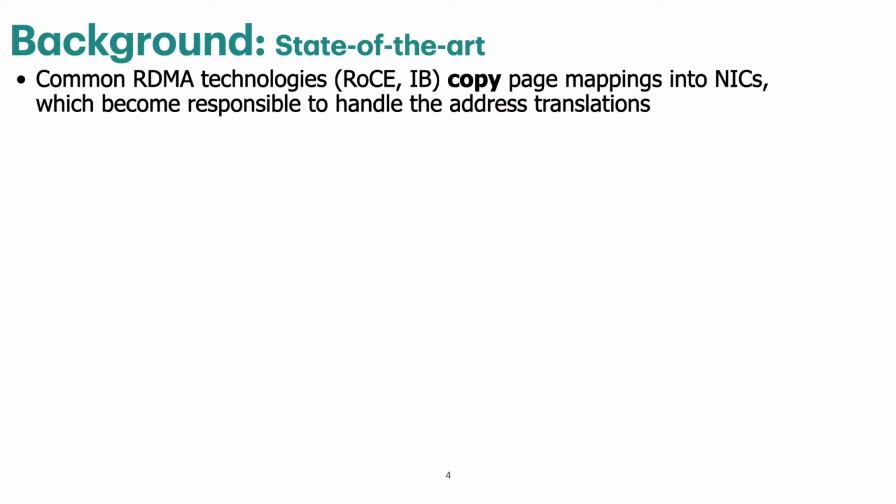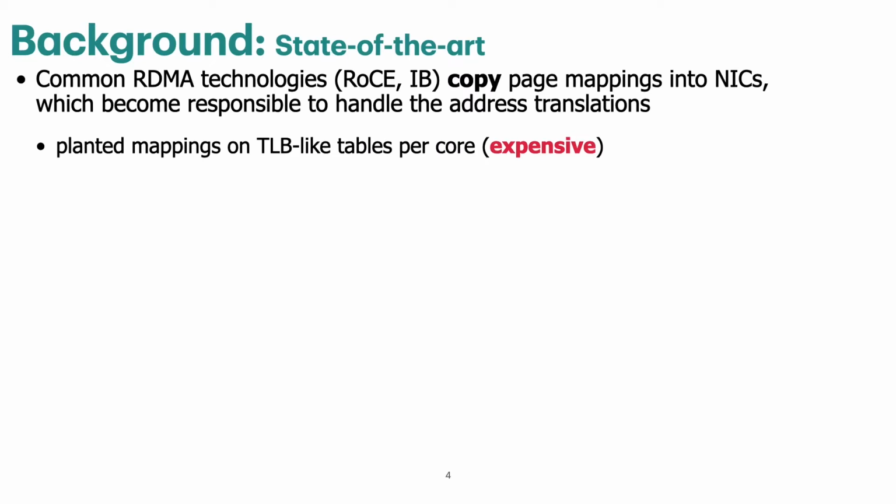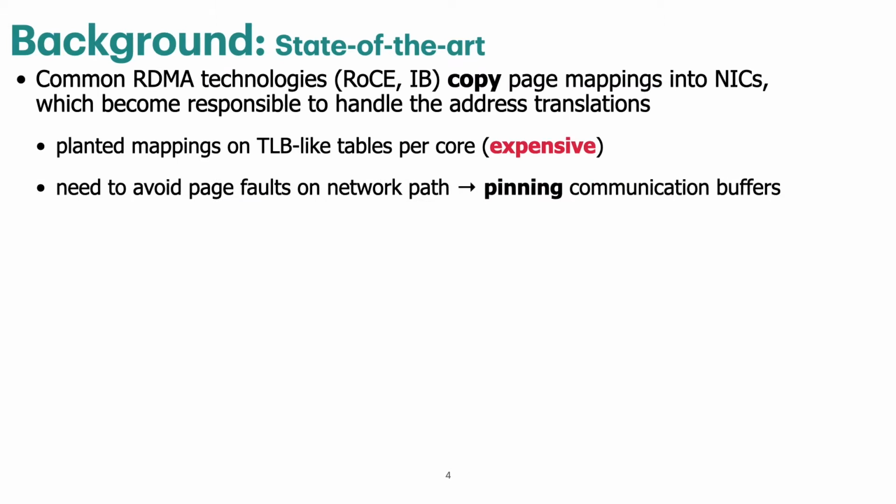Regarding the state of the art, common RDMA technologies copy the translation mappings into the network interface cards, which now become responsible to handle the address translations. Planted mappings on TLB-like tables per core are considered to be expensive because they require large tables to fit all of them and also a mechanism that manages them. Lack of page fault support requires all the communication buffers to be pinned in advance in order for the RDMA to have access to them.